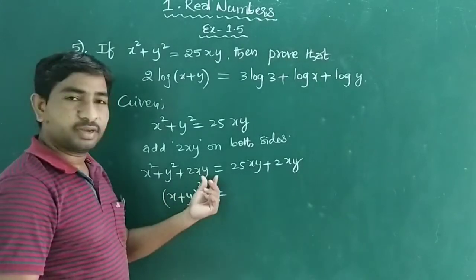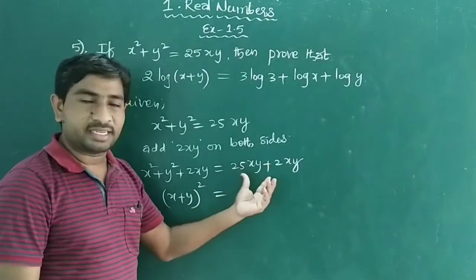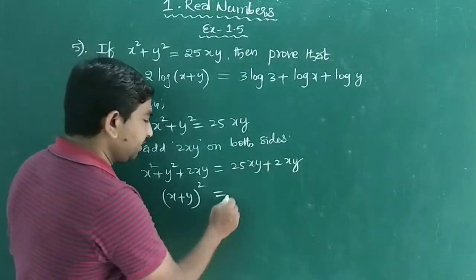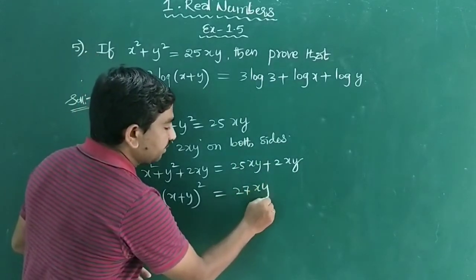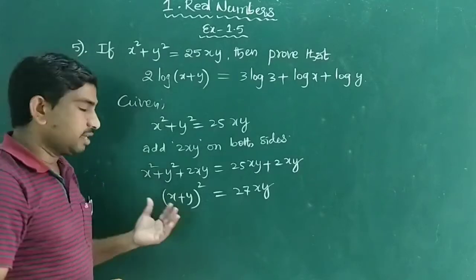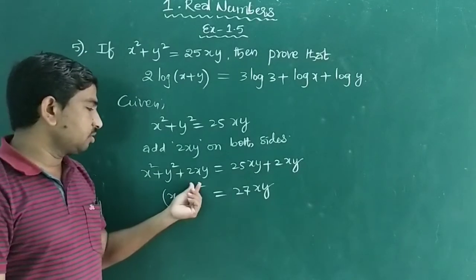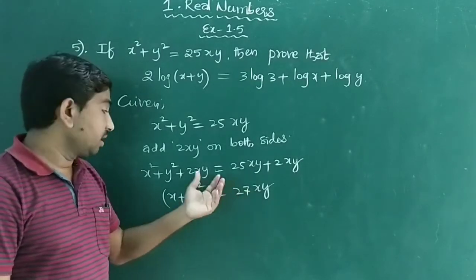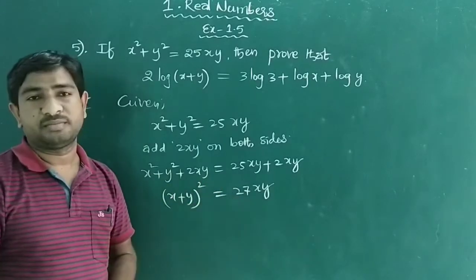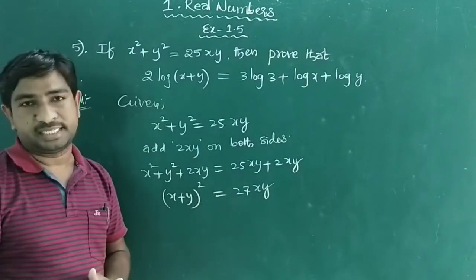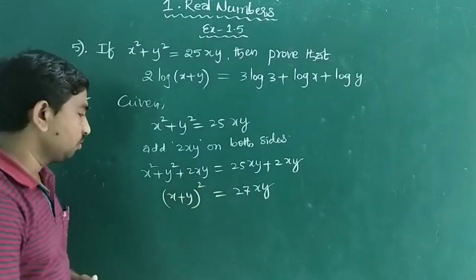Then (x plus y) whole square is equal to 25xy plus 2xy. These two are like terms, so totally 27xy. Now if you observe, (x plus y) whole square is equal to 27xy. This is the exponential form. Now we can apply the log on both sides.